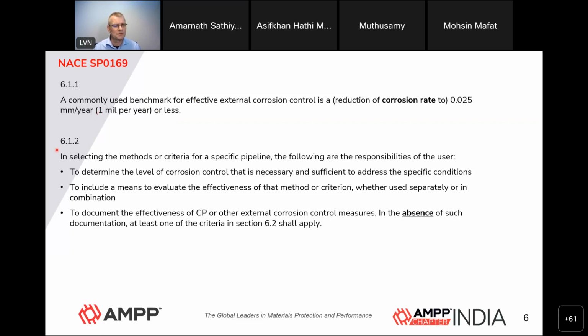Section 6.1.2 tells us that in selecting the methods or criteria for a specific pipeline, the following are responsibilities of the user: to determine the level of corrosion control that is necessary and sufficient to address the specific condition, to include a means to evaluate the effectiveness of that method or criterion, whether used separately or in combination, to document the effectiveness of CP or other external corrosion control measure, and in the absence of such documentation, at least one of the criteria in section 6.2 shall apply.